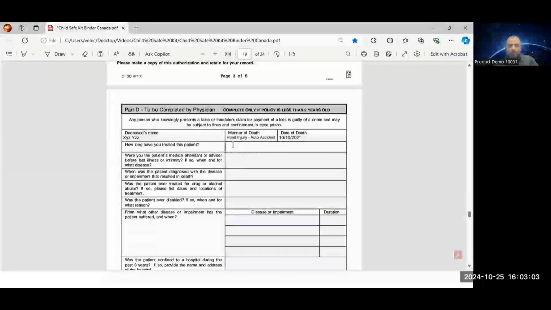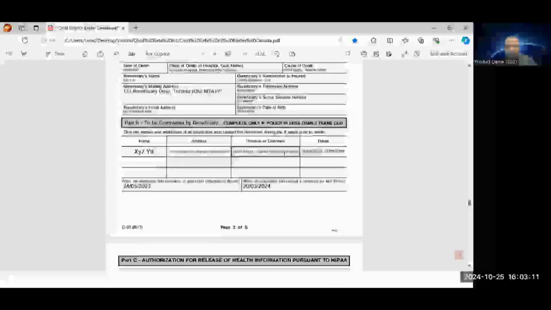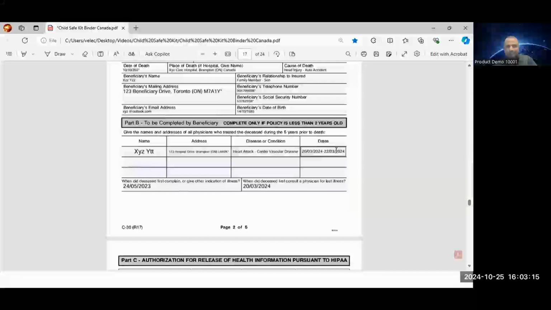How long have you treated this patient? Let's say roughly a month or so, a little over a month. Or, if this is the same doctor as in Part B, this would be roughly 2 days, as you can see over here.